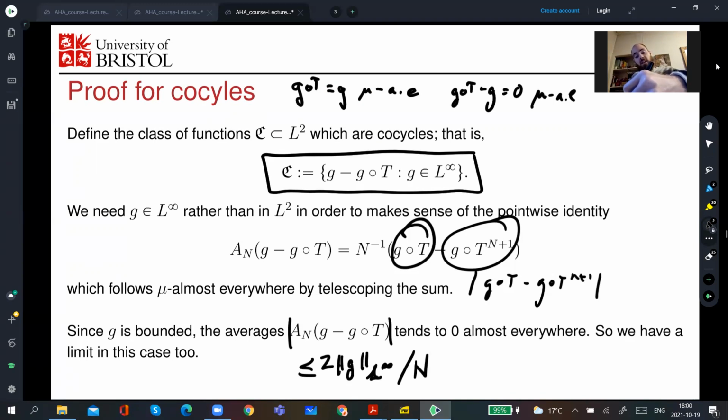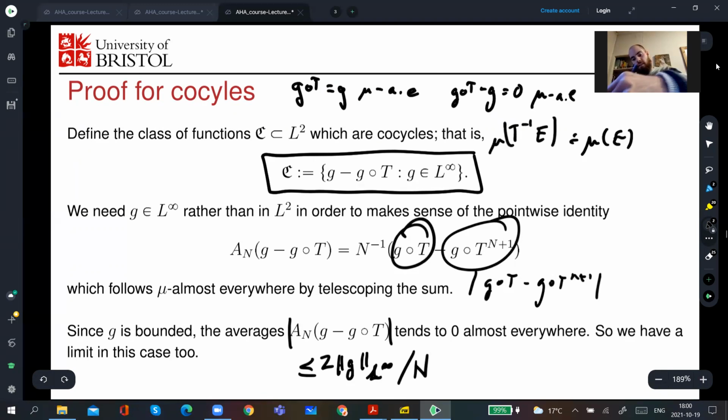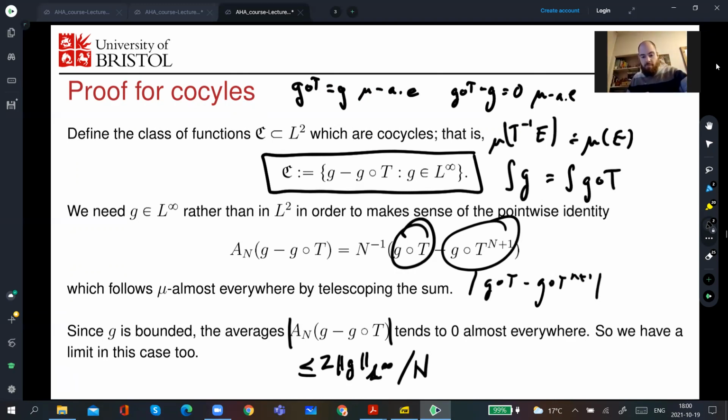Since T is measure preserving, we know that for E a measurable set, mu of T inverse of E is equal to mu of E. The functional version of this is just that the integral of g is equal to the integral of g composed with T. So the integral of g minus g composed with T is 0. And we have that the space average is 0, and the time averages tend to 0 as n tends to infinity.